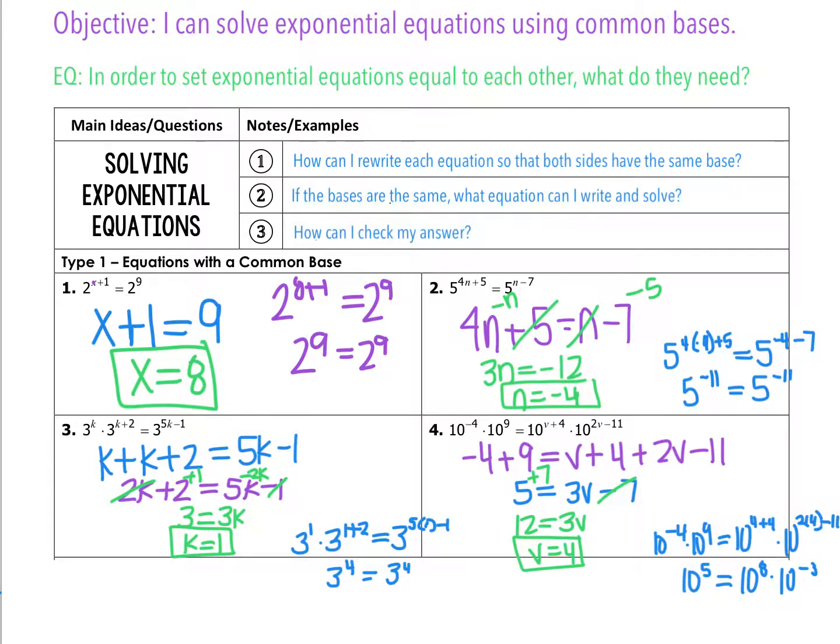And then 10 to the 4 plus 4 is 8. And 10 to the 2 times 4 minus 11 is going to be negative 3. And so 8 minus 3 is 5. And if you notice, there's a relationship between the numbers that I get here and why I can just set those equations equal to each other and not have to worry about the bases when they're all the same.